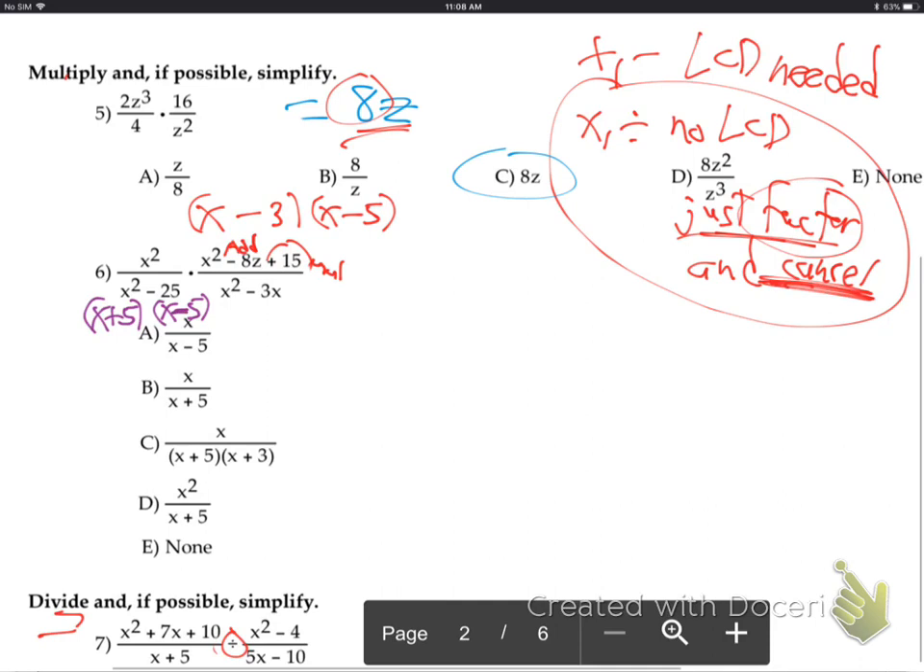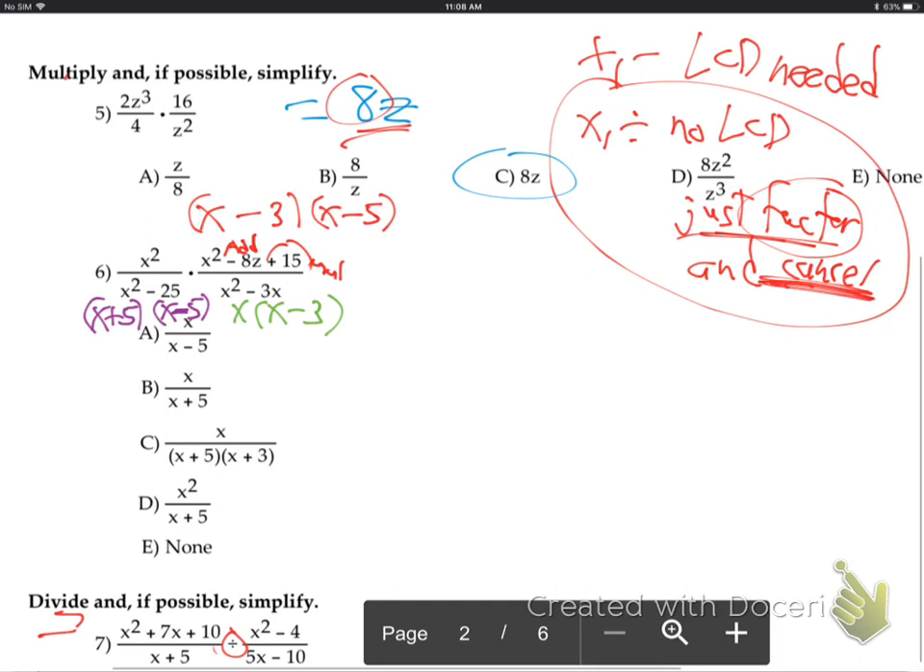1 positive, 1 negative makes negative. Right, you're used to that one. And then what do we do with the x squared minus 3x? Pull out an x. Yeah, good job. It's GCF, take out what's in common. X times x minus 3. If you were to distribute that, it would go back to x squared minus 3x. All 3 parts are factored.